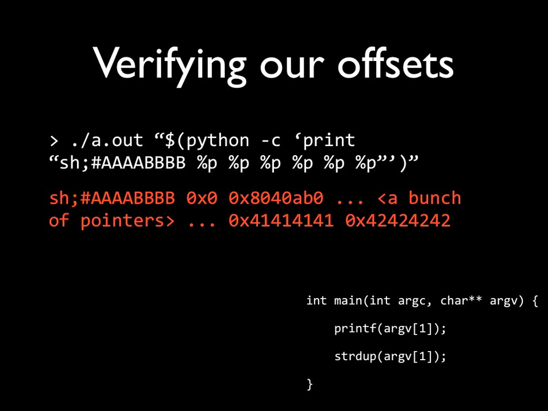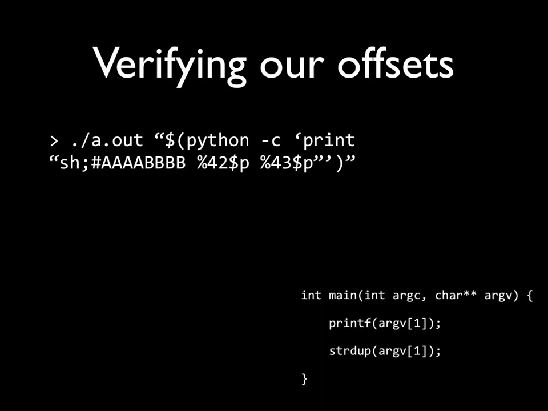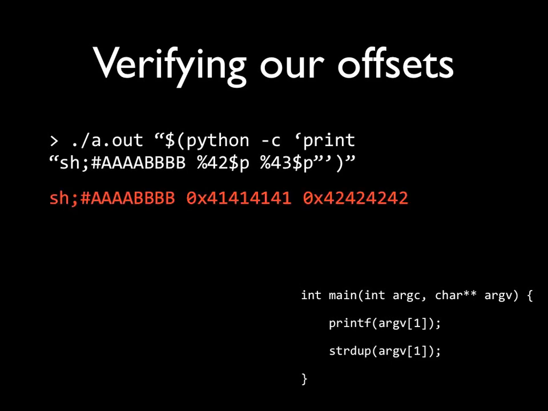So let's pretend that those are 42 arguments up the stack and 43 arguments up the stack, respectively. And so we'll modify our format string to print out just them. And indeed, this is what we get. We get the preamble like we expected, and then 41414141 42424242. All right.